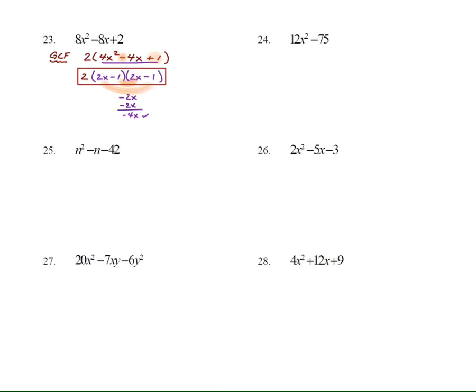So that binomial is repeated, which is fine. You can write it twice, or just, if you wanted to, you could write 2 times the quantity 2x minus 1 squared. So you could just write one binomial to the second power, or write them as 2 separate binomials. Up to you.